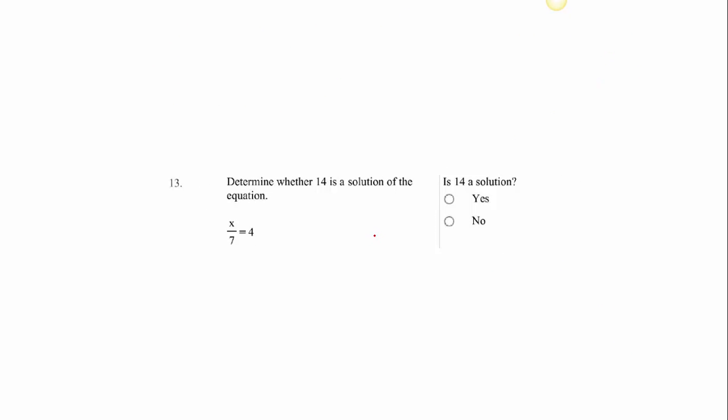Determine whether 14 is the solution of the equation. Remember, we did the same thing. We have to take the 14 and substitute for x. 14 divided by 7 equals 2, which does not equal 4, and therefore we're going to say no. So 14 over 7 is equal to 2, right? It's not equal to 4, so these two are not equal for x equals 14. Therefore, is 14 a solution? We're going to say no.